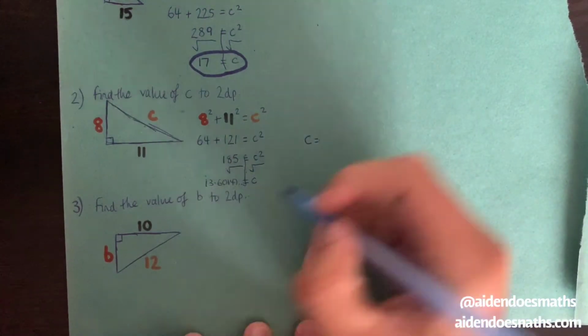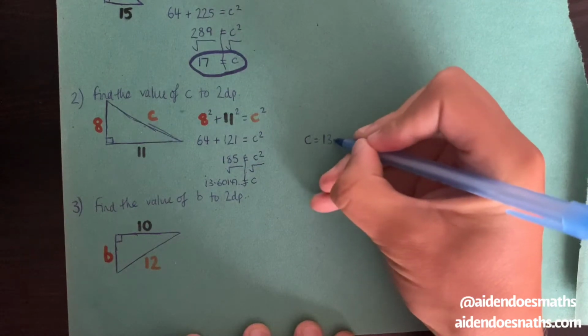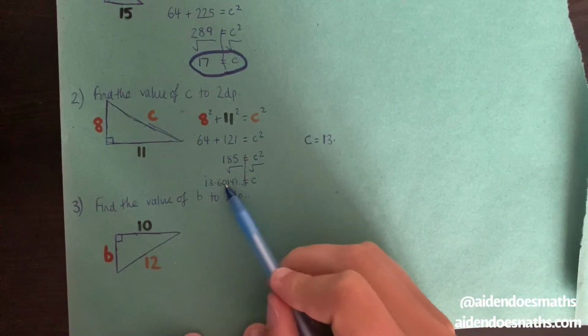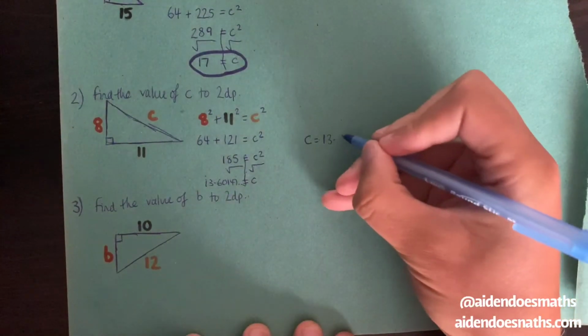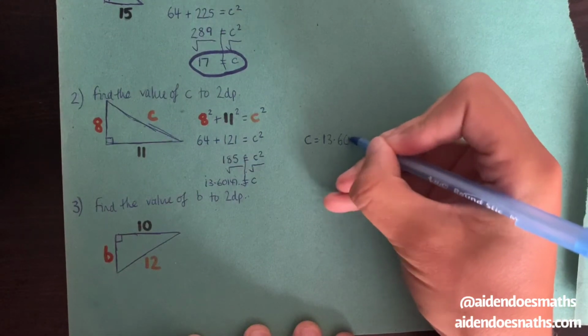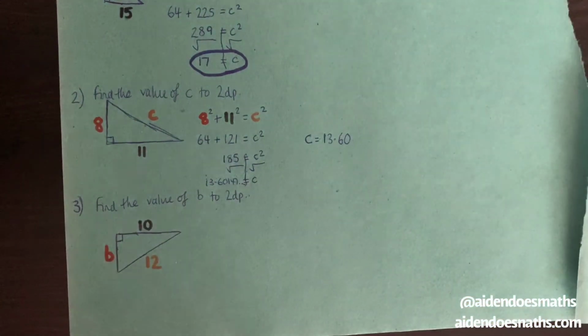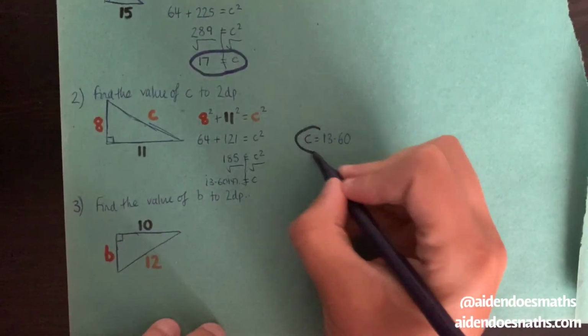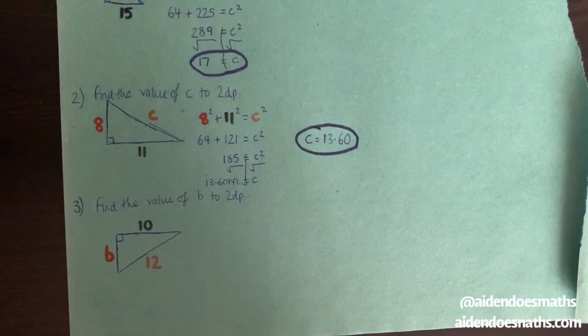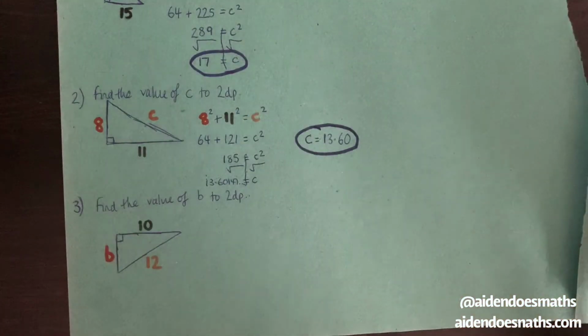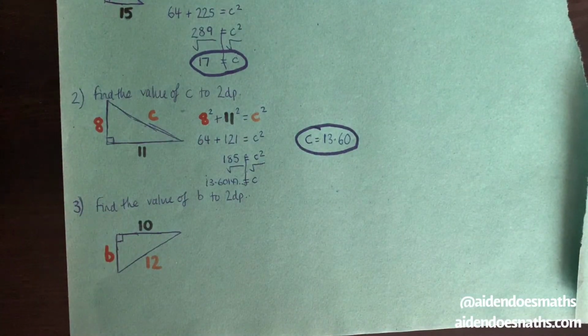C equals 13.601 in our 3rd decimal place. We know that rounds down, so our solution is 13.60 there.